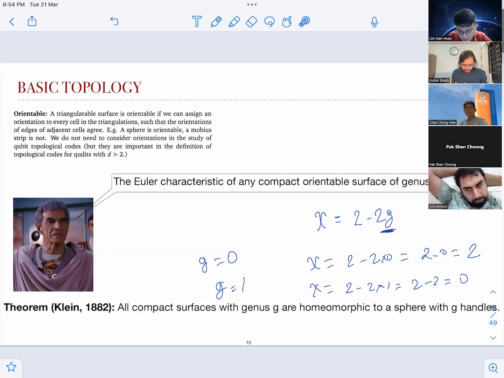Yeah. So there was a nice theorem by Klein in 1882 that all compact surfaces with genus G are homeomorphic to a sphere with G handles. The way you can think of it, a coffee mug is a sphere with one handle. And also the donut is a sphere with one handle. I mean, there is one handle, right? So you can transform one into another, and that was some nice thing.